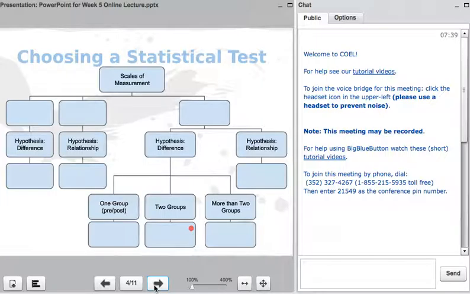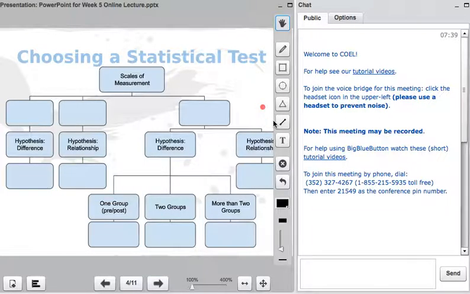Okay, so choosing a statistical test. As you go forward in your research, you are going to need to figure out what type of statistic you can use to figure out what you want to know. Now, this flowchart here can help you to do that. And that is what we're going to start going through now.